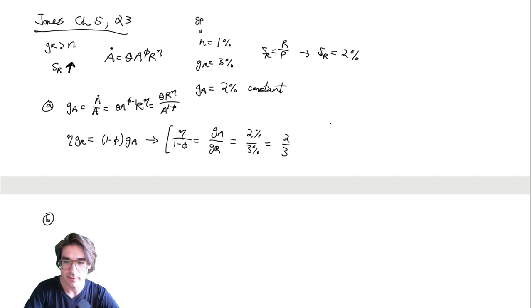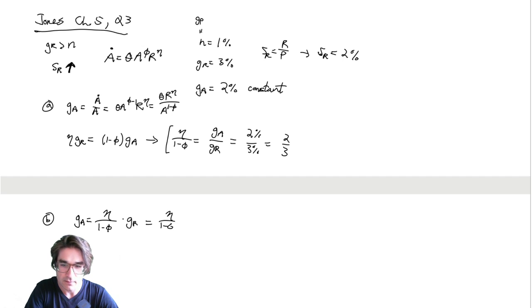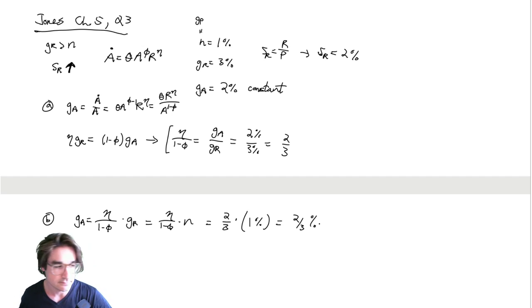So this asks you to use equation 5.7. Equation 5.7 says that if you solve this equation for GA, it's equal to eta over 1 minus phi times GR. That's just a restatement of these equations here. And in steady state, GR should eventually be equal to the population growth rate N. So this should be eta over 1 minus phi times N. We just estimated that ratio that maps from R stuff to A stuff is 2/3, and we also know that N is equal to 1%. That's what was given in the problem. So the long run growth should be 2/3%, which is not great, but that's a prediction.